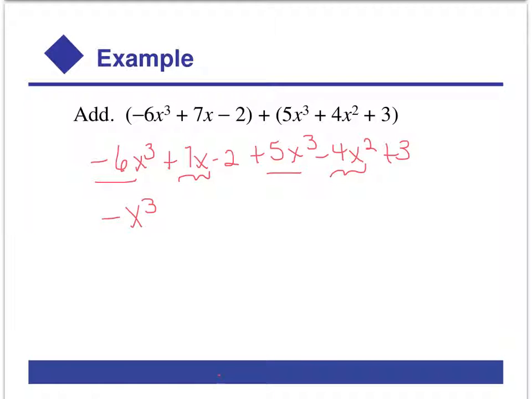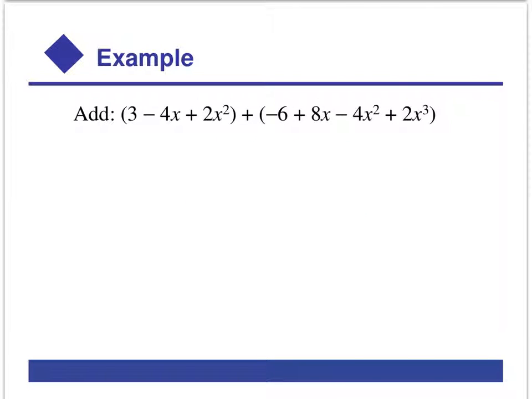I have a 7x and a negative 4x squared. One's 7x and one is 4x squared, so we can't put those together. So I'm just going to do negative 4x squared. I'm going to do positive 7x, and then you have a negative 2 and a positive 3, so that just gives me a plus 1. If you can't gather like terms, if they can't go together, you just bring them down, like this one here and this one here didn't have anything to gather.